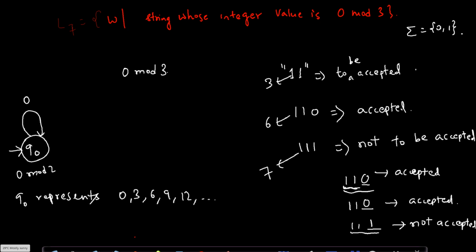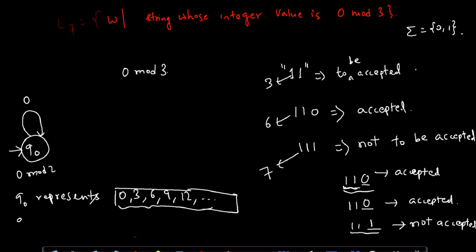Then what does Q1 represent? We know that because we are talking mod 3, there are going to be 3 states representing remainder 0, remainder 1 and remainder 2. When you are at Q0, it means the string belongs to this group.